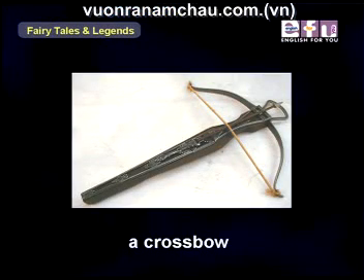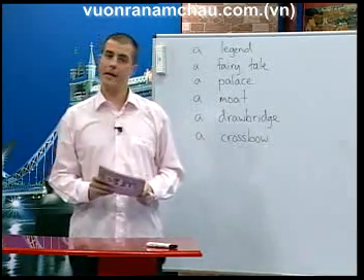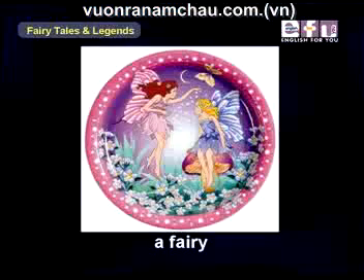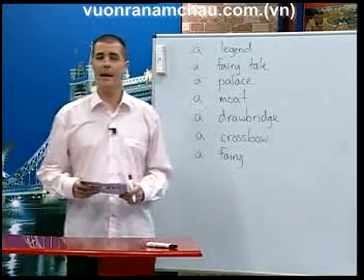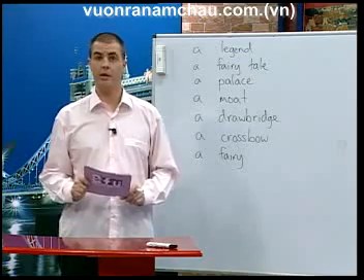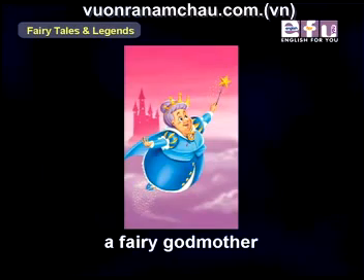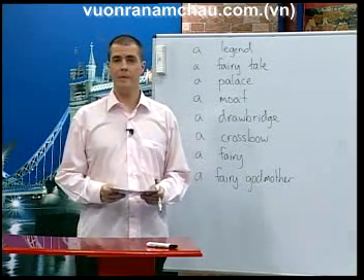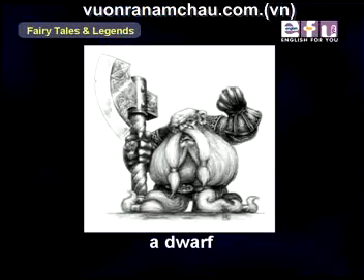A crossbow. A crossbow is a kind of weapon like a small bow, and it's used for firing small arrows. A fairy. A fairy is a small imaginary creature with magical powers, and it usually looks like a small person. And a fairy godmother. A fairy godmother is a woman who saves people from trouble. She's a magical creature.